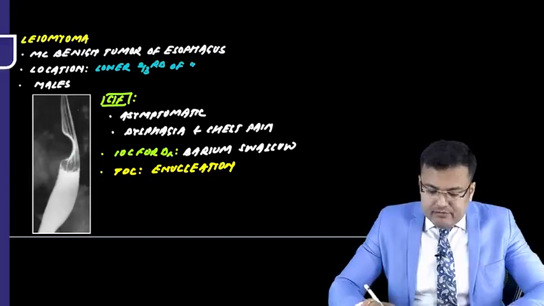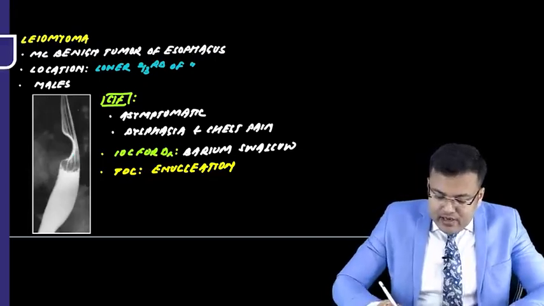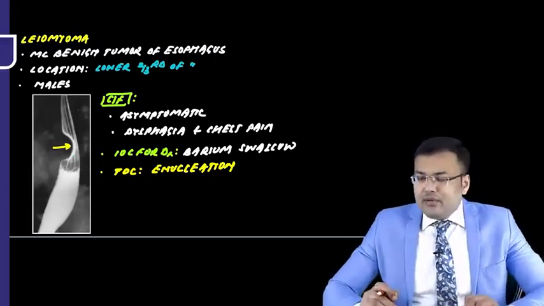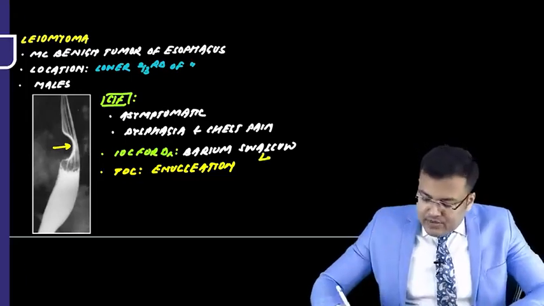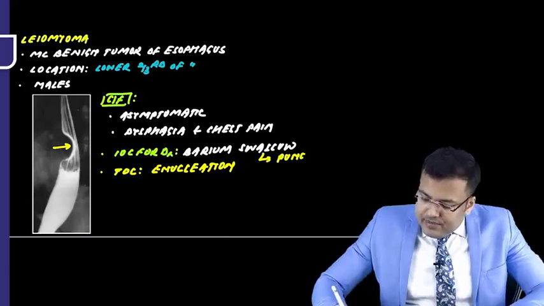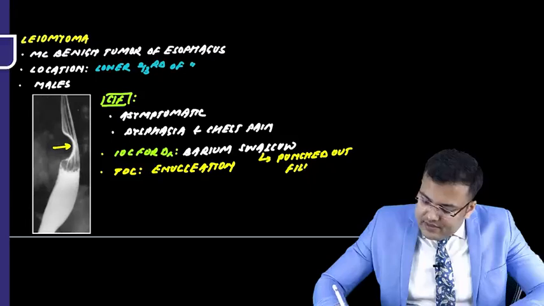Sometimes there is an image-based question related to leiomyoma, and they ask you what is the typical appearance on barium swallow. Here you can see there is a punched out filling defect. So on barium swallow, the typical appearance is a punched out filling defect.